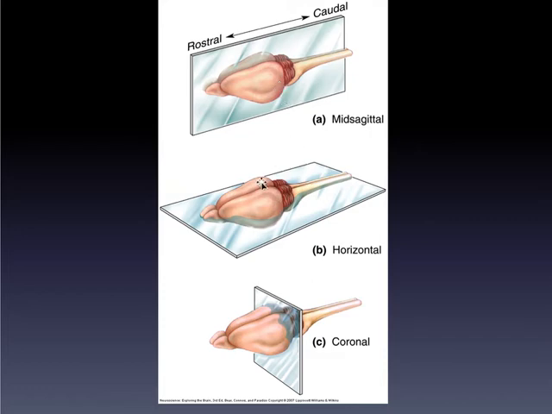Here's a horizontal section, and then this is a coronal section, or sometimes called a frontal section.